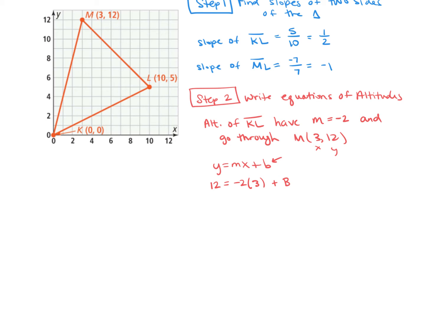So 12 equals -6 plus b. Let's go ahead and add 6 to both sides. So our y-intercept is 18. So the equation of the altitude of KL is y equals -2x plus 18.